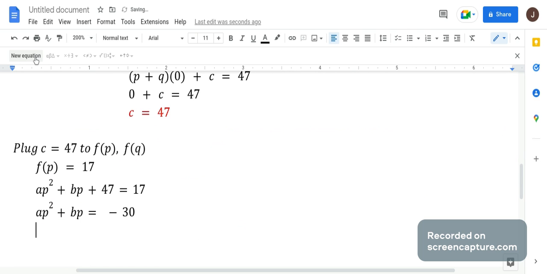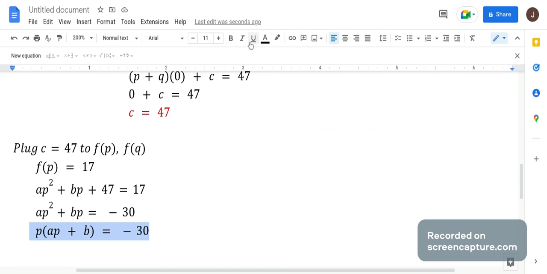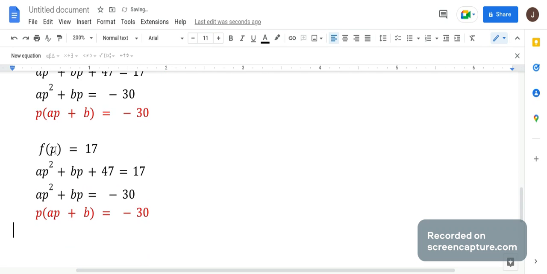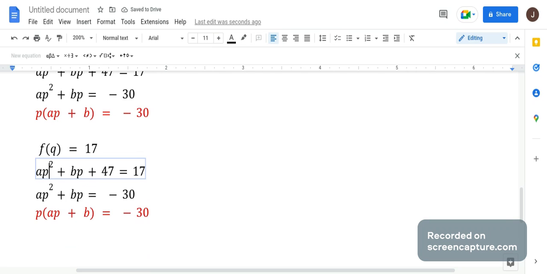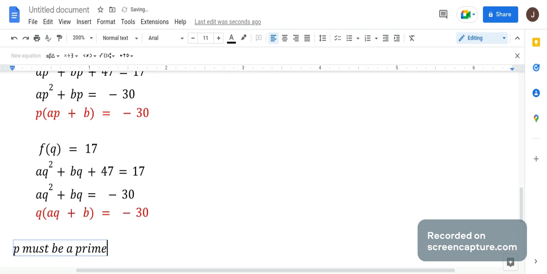Then we factor out the p, so this is what we get for p, for the first equation. We can simply mirror the same thing for q: just do the same thing, except change p into q. So similarly, it will be like this: q(aq plus b) is equal to negative 30. So from these two equations, we know that p must be a prime factor of negative 30, same for q. This is the conclusion we can draw.